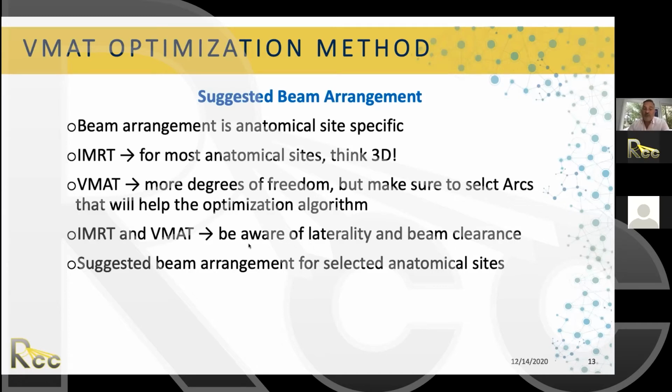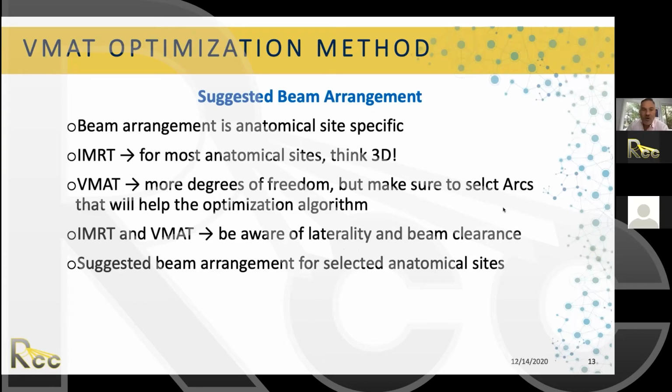One thing you have to be careful about, or be aware of, is laterality. If you're treating a tumor that is on the right side or the left side, we all know that it's better to put beams on the ipsilateral side than coming from the contralateral side. But that doesn't mean that sometimes you don't need beams from the contralateral side. We'll go through a couple of examples.